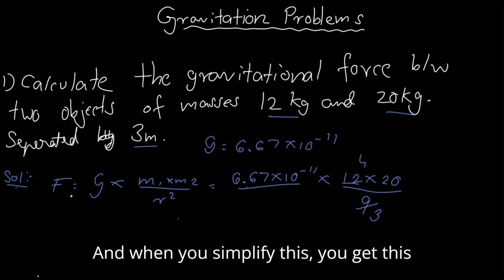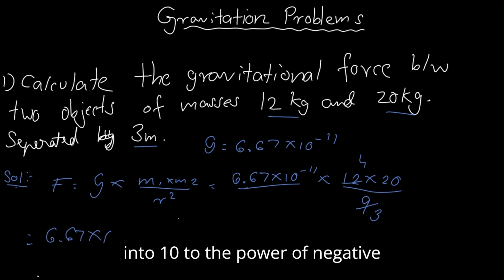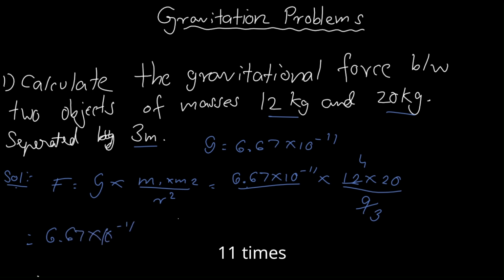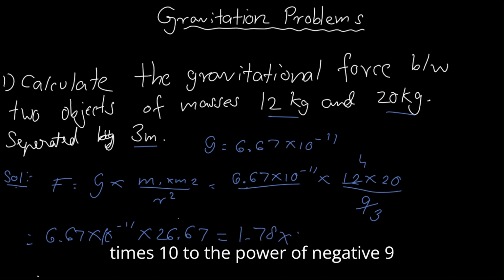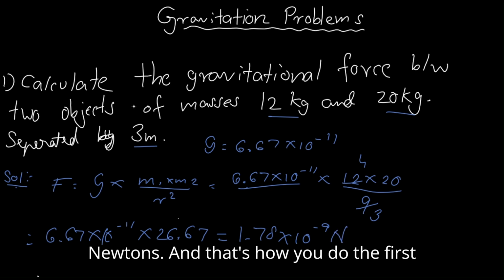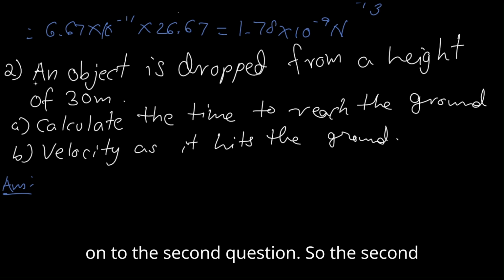And when you simplify this, you get this as 6.67 times 10 to the power of negative 11 times 26.67. And if you do all this multiplication, you get the value as approximately 1.78 times 10 to the power of negative 9 newtons. And that's how you do the first question. Let's move on to the second question.